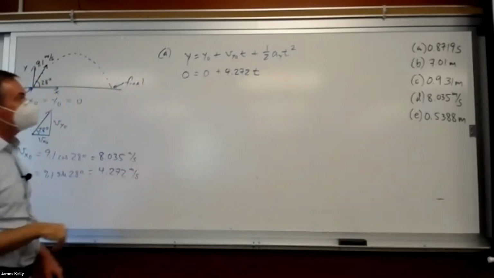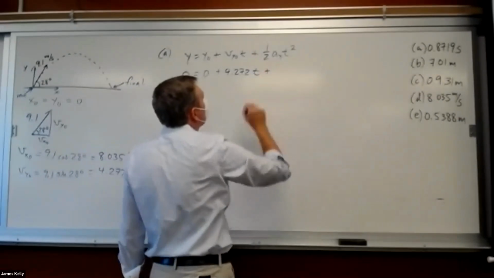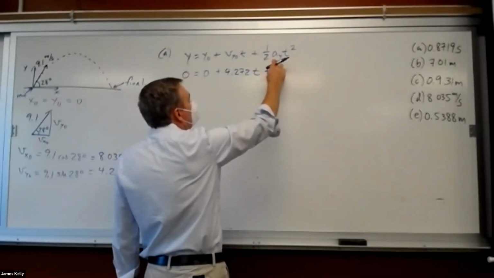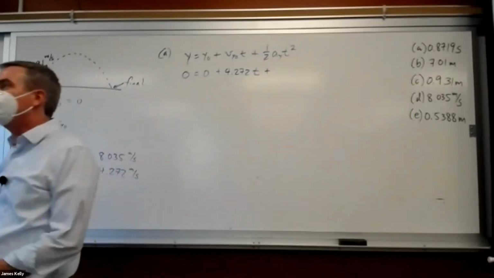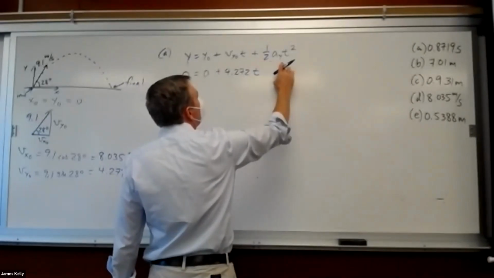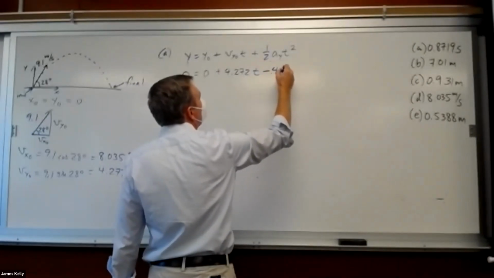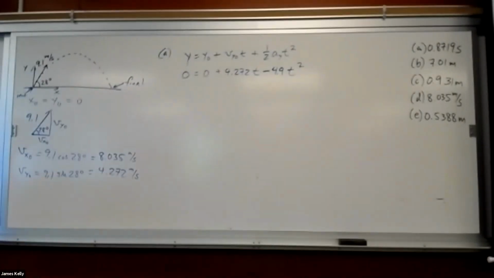There's still a t next to it. That's my unknown. Plus, well, let's see, AY is minus 9.8. When you divide 9.8 by 2, you get 4.9. So with the minus sign, that would be this 1/2 AY is the same thing as minus 4.9. And there's still a t squared next to it.